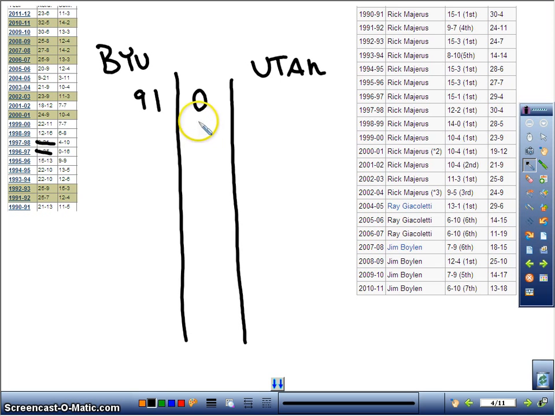Okay, so let's look at years that we had 10 wins. Utah had a couple of them. So we've got 11. There's that one. We've got a 13, a 14, and a 14.